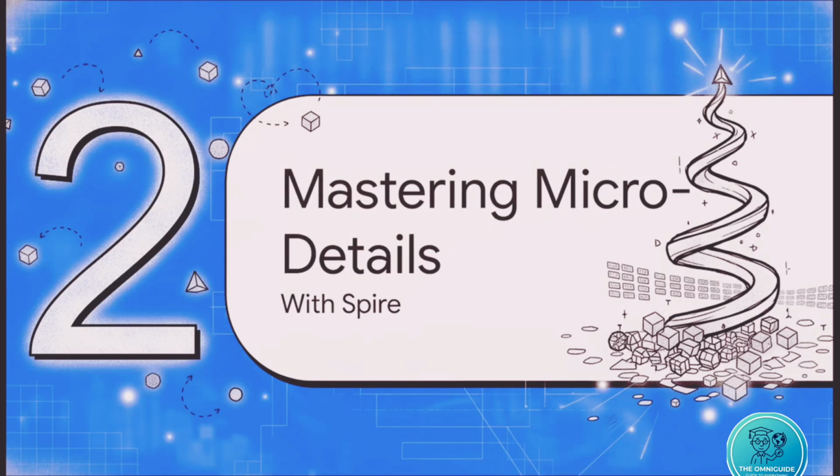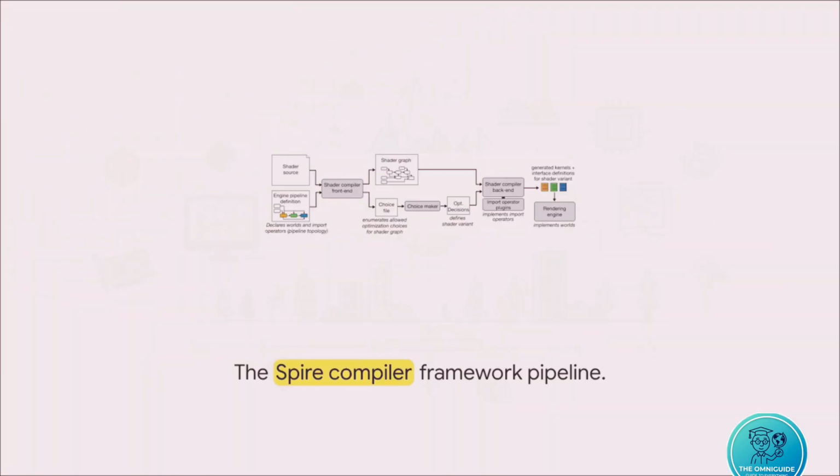Moving on to Section 2, Mastering Microdetails with Spire. Enter the Spire compiler framework. You can kind of think of Spire as a movie director. It strategically hands out computations to different stages, or what its creators call worlds, across the whole rendering pipeline.